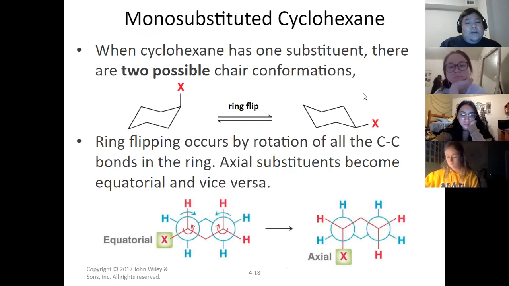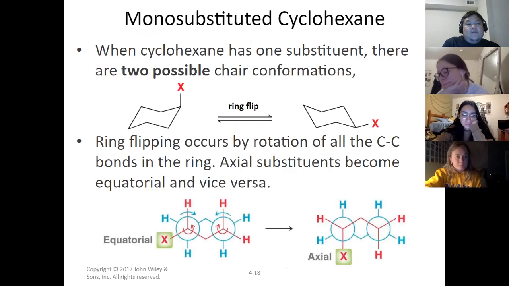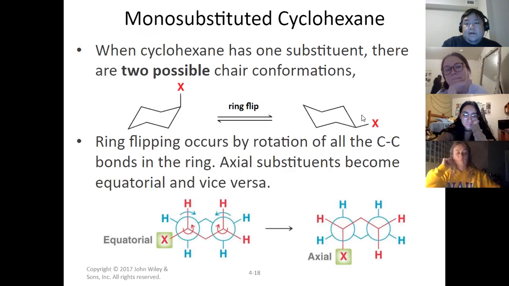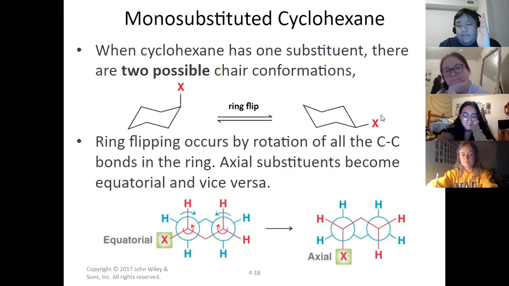Now, ring flips just take practice, but the important thing to remember is if it is pointing up before the ring flip, it'll be pointing up after the ring flip. Directionality does not change. It is always pointing up or pointing down. But if I'm going up axial before the ring flip, I'll be going up equatorial after. So I'll be going between axial and equatorial with every ring flip, but I will always still be pointing the same direction. Same thing if it was pointing down, it would still be axial down or equatorial down, right? So directionality doesn't change, just between axial and equatorial.